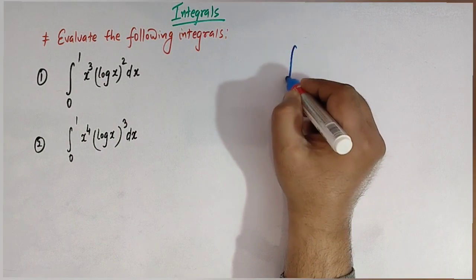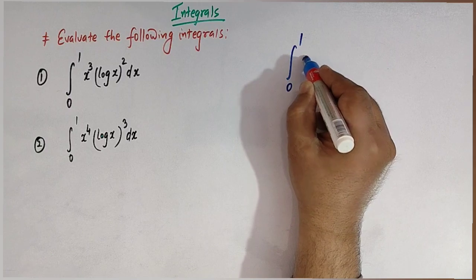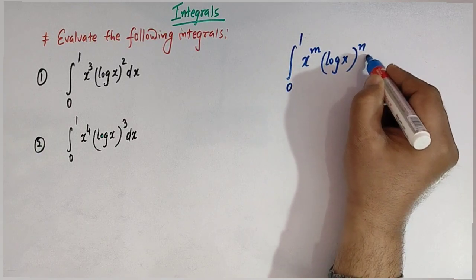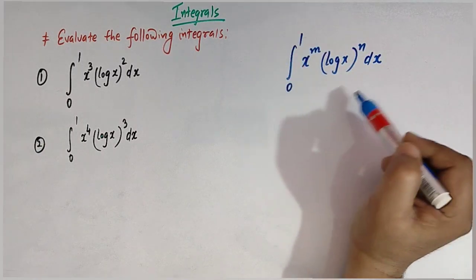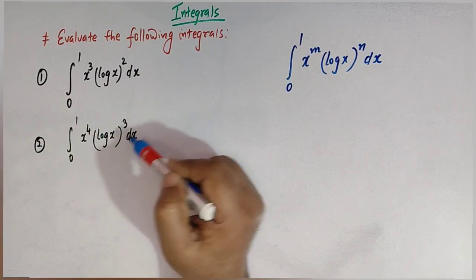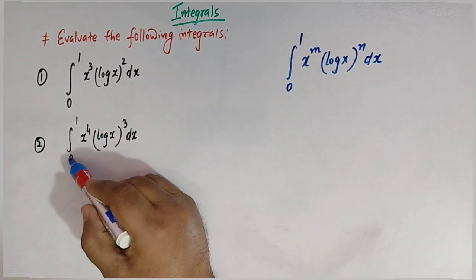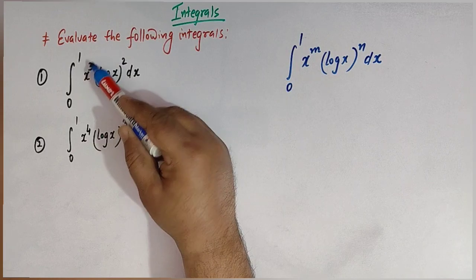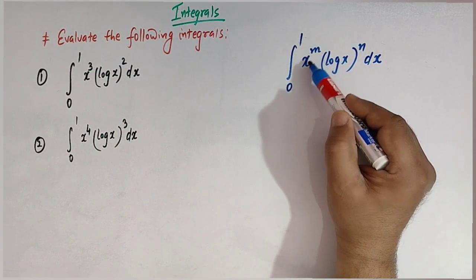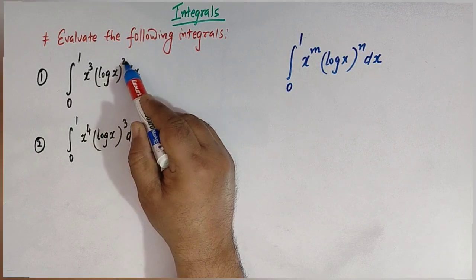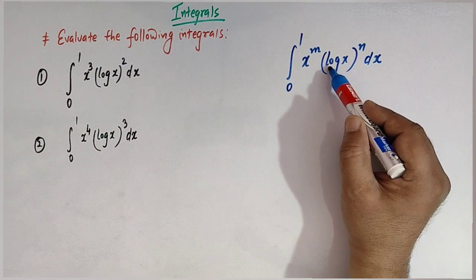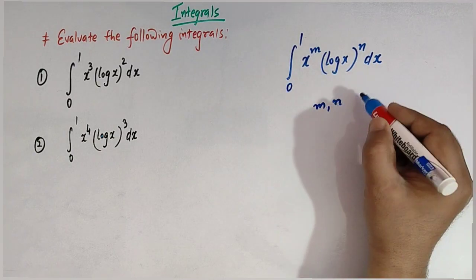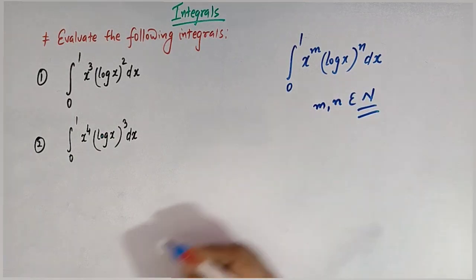Now let us consider this integral, that is 0 to 1, x raised to m and log of x raised to n. We see that these two integrals are quite similar to this one. Here the limits are 0 to 1, 0 to 1. Here also we have 0 to 1, and here we have x raised to 3, and in general x raised to m, and here we have log x raised to 2, and in general log x raised to n. And these two numbers m and n belong to the set of natural numbers.